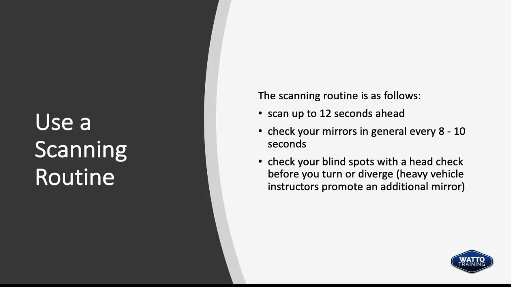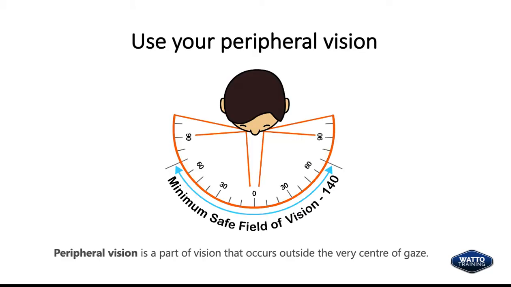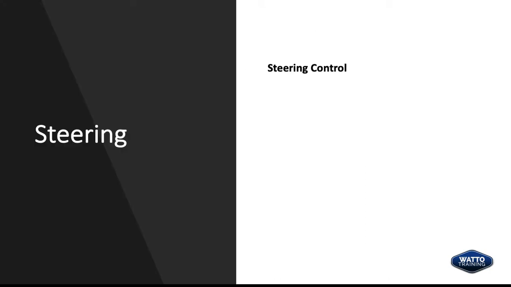Probably more so of a car instructor tip there, but just keep in mind if you do look down on your bottom right, for example, there could be a motorbike there or something like that. But again, the thing is you've got to manage the 360 around the vehicle. Keep your eyes on the move and make sure that you tap into your peripheral vision. The peripheral vision is a part of vision that occurs outside of the very center of your gaze.